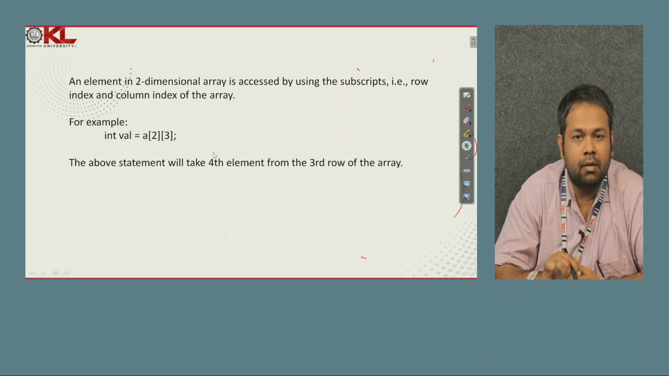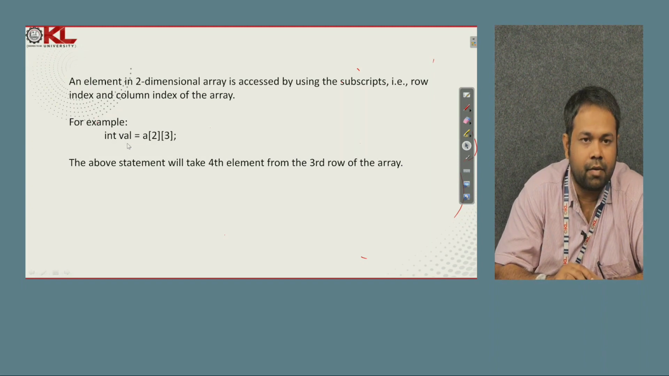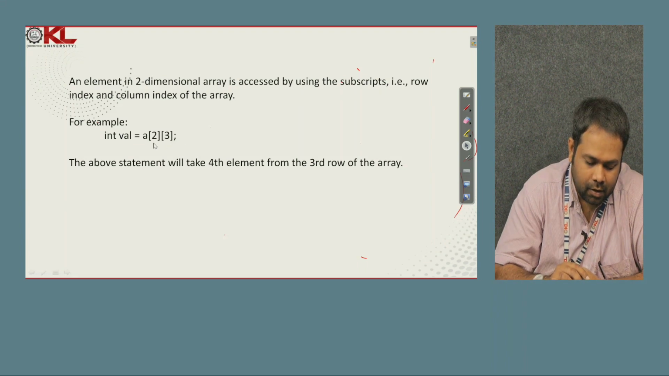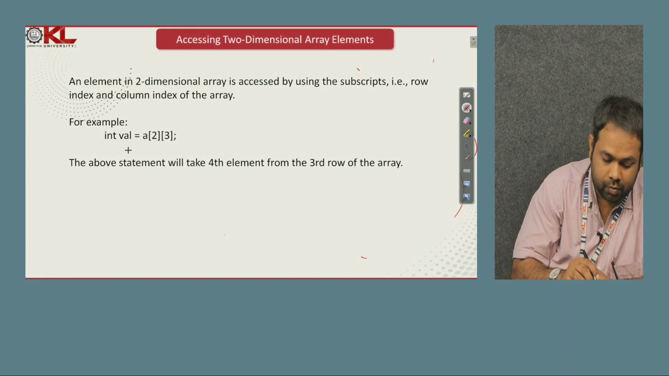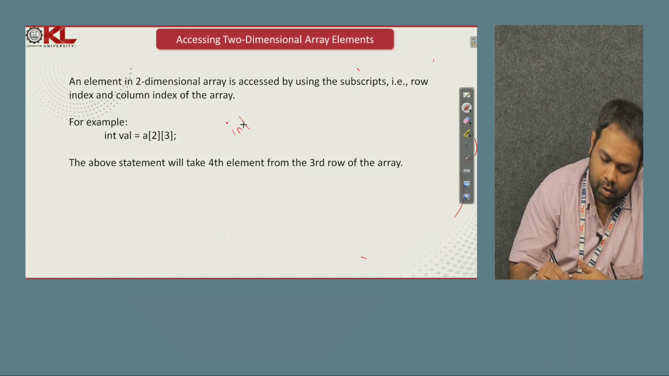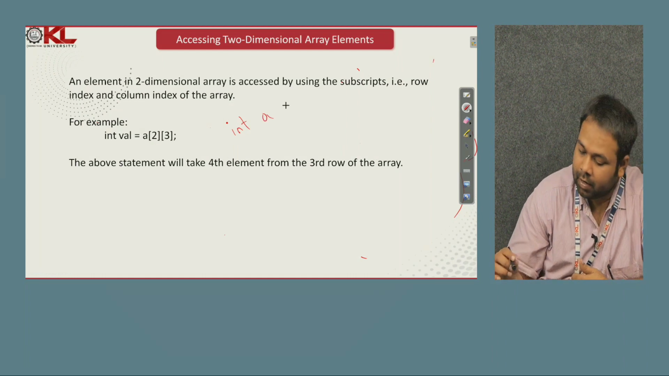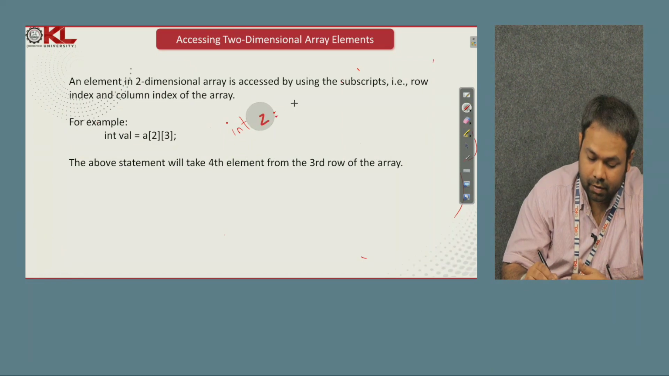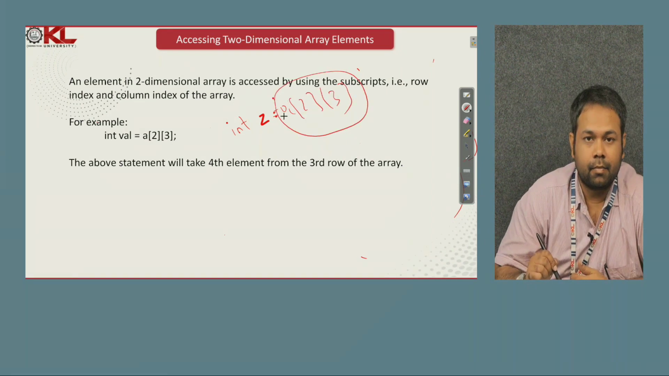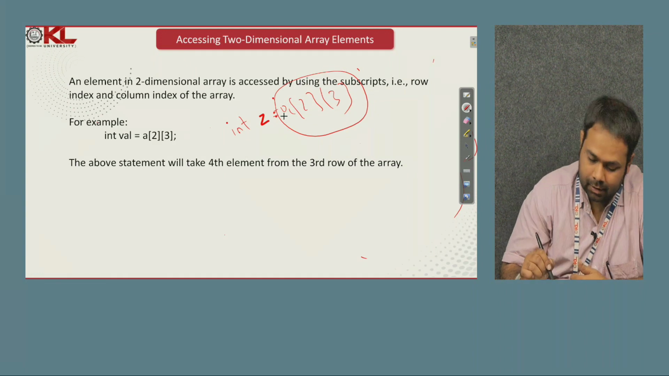the fourth element is going to be stored from the third row of elements, in the particular variable. For example, I have a variable called val. If I am saying a of 2, 3 means, let me explain this clearly with an example. Suppose you have a variable called int z equals to a of 2, 3. What is this a of 2, 3? Let me talk about it.